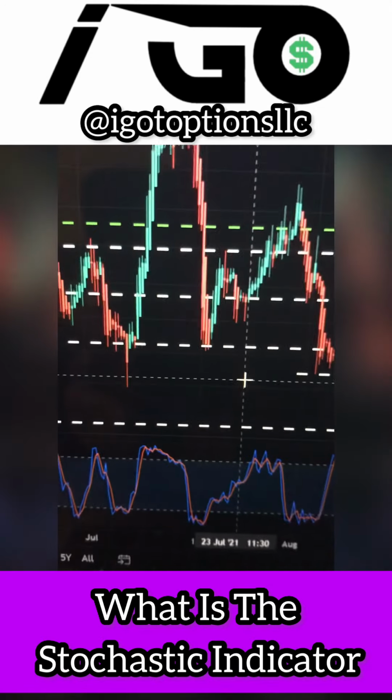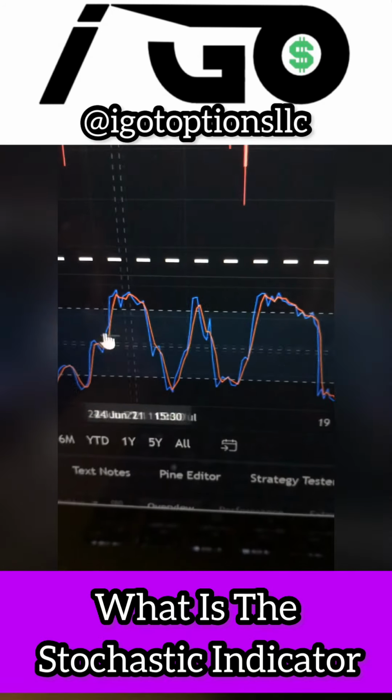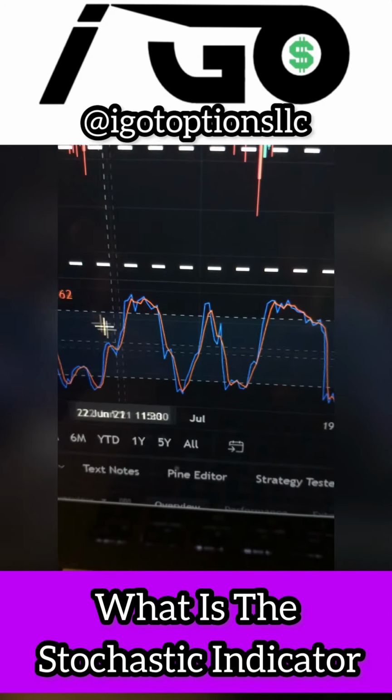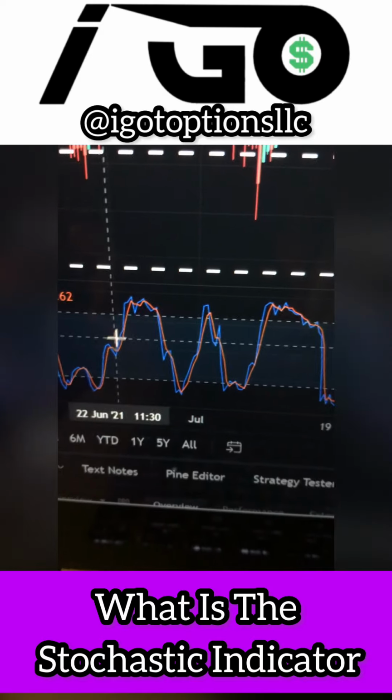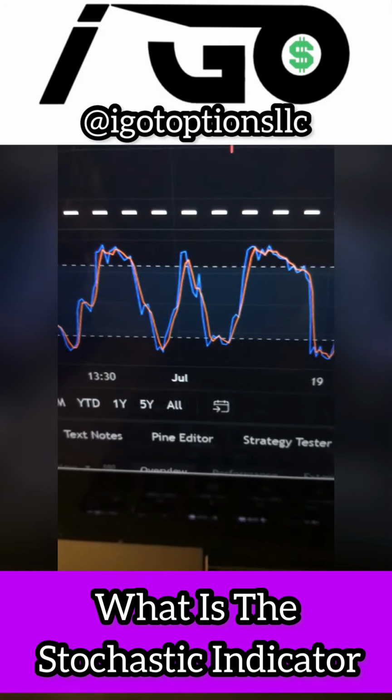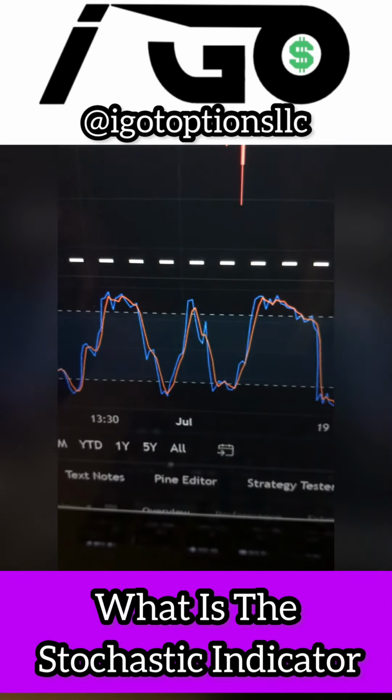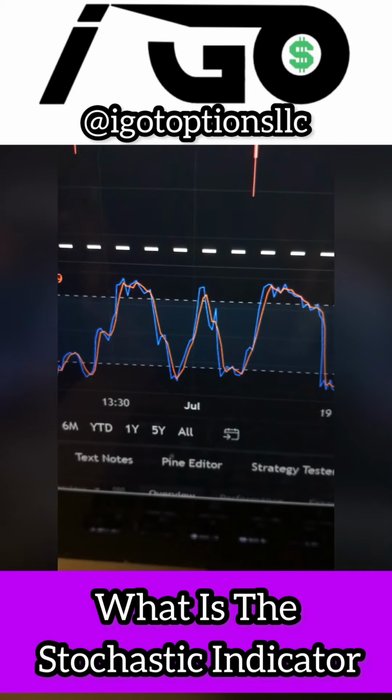Back to the stochastic indicator. You notice how we see these two lines, one blue, one orange. And we also see two parallel horizontal lines shooting across. These characteristics are really what make up the indicator itself. It's very simple to understand how this indicator works.